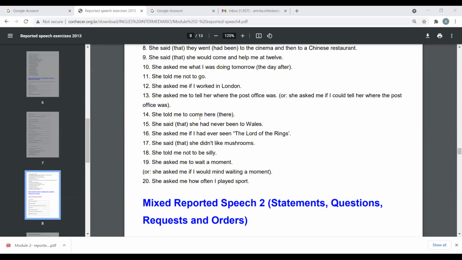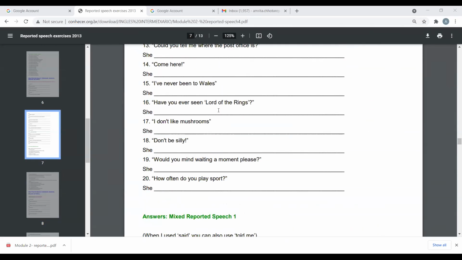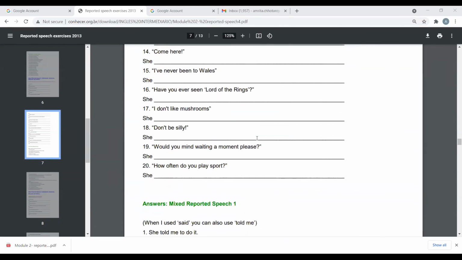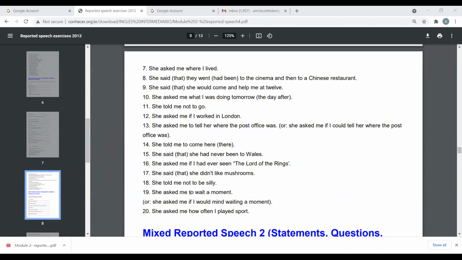Next, number 17. I don't like mushrooms. She said that she did not like mushrooms.